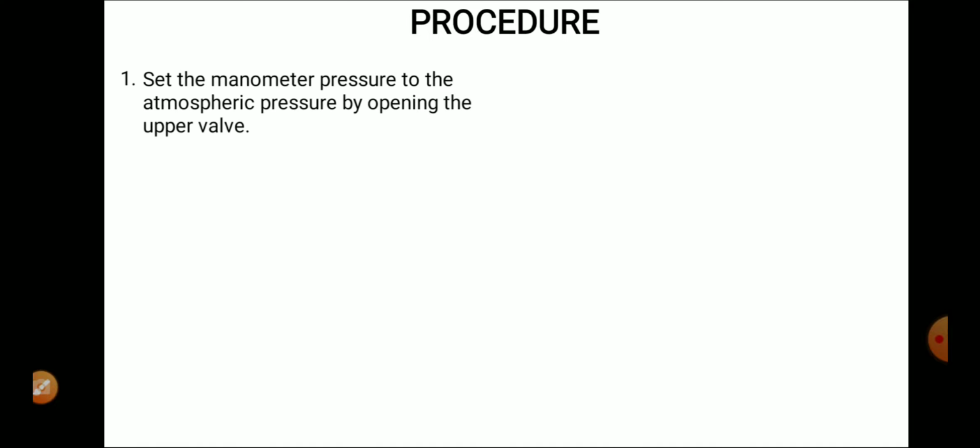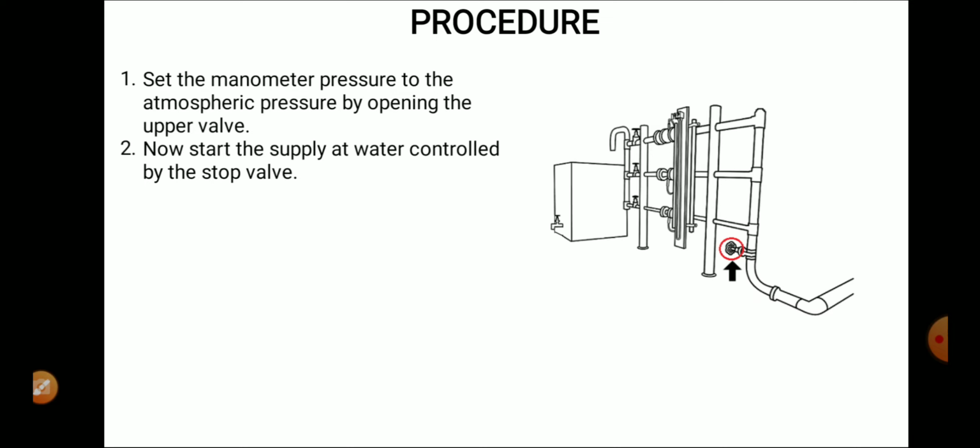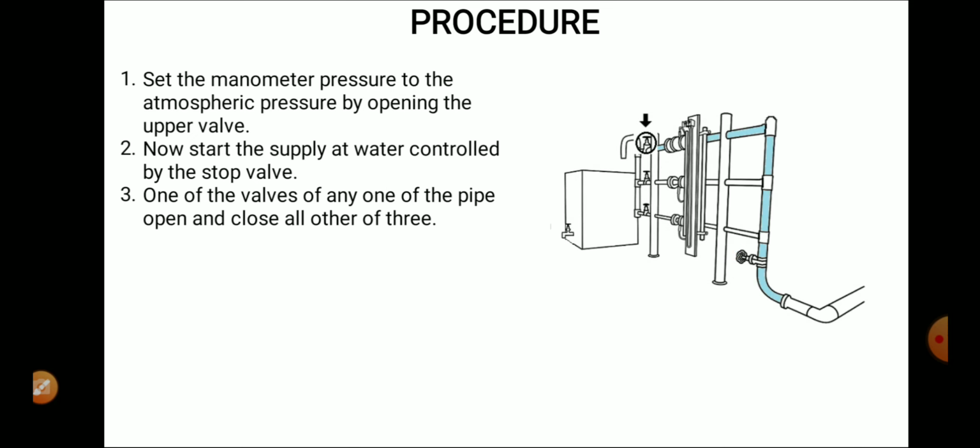Good afternoon, everyone. I am going to tell you how we are going to perform this experiment. Firstly, we need to set the manometer pressure to the atmospheric pressure by opening the upper valve. Then start the water supply controlled by the stop valve. Then open the valve of any one of the pipes and close all the others.